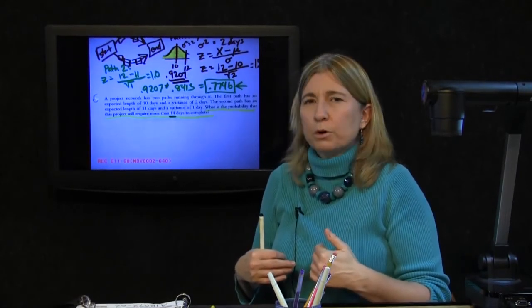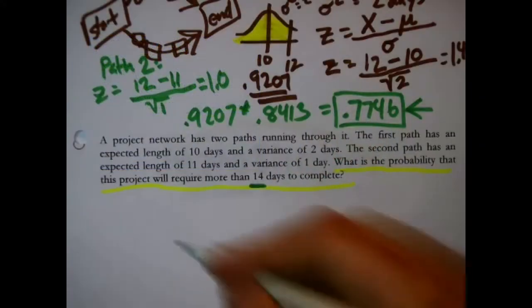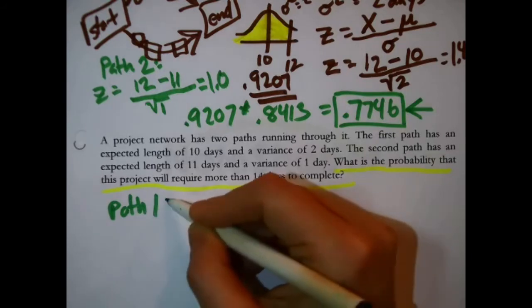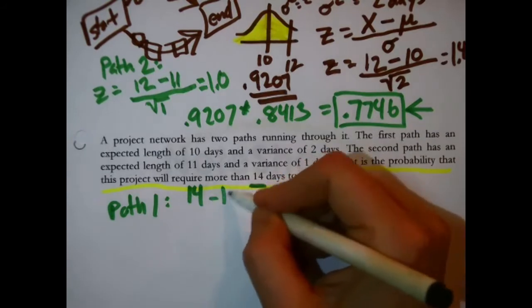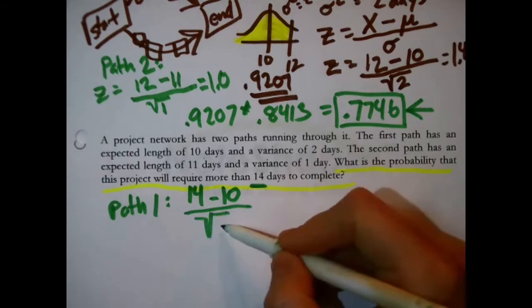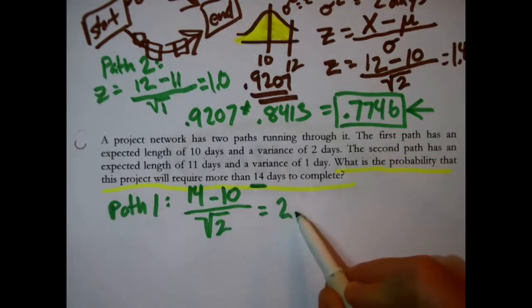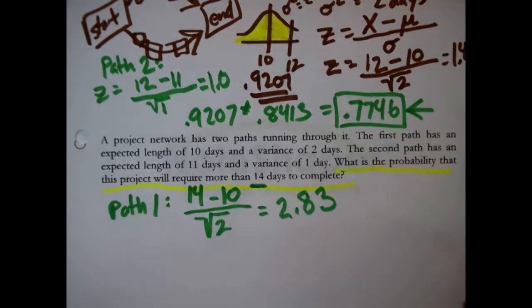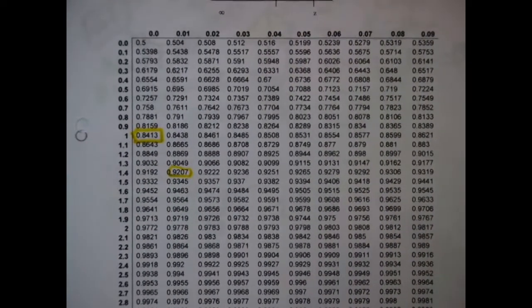All right, so let's just repeat those steps that we did for the problem concerning 12 days. We would say path 1, I need a z-score, right? 14 is now the number that I'm interested in, minus, now it's back to path 1, 10, divided by the standard deviation in path 1, which is the square root of 2. I get 2.83. Okay, that's path 1. That's the z-score. I look the z-score up over here, 2.83.